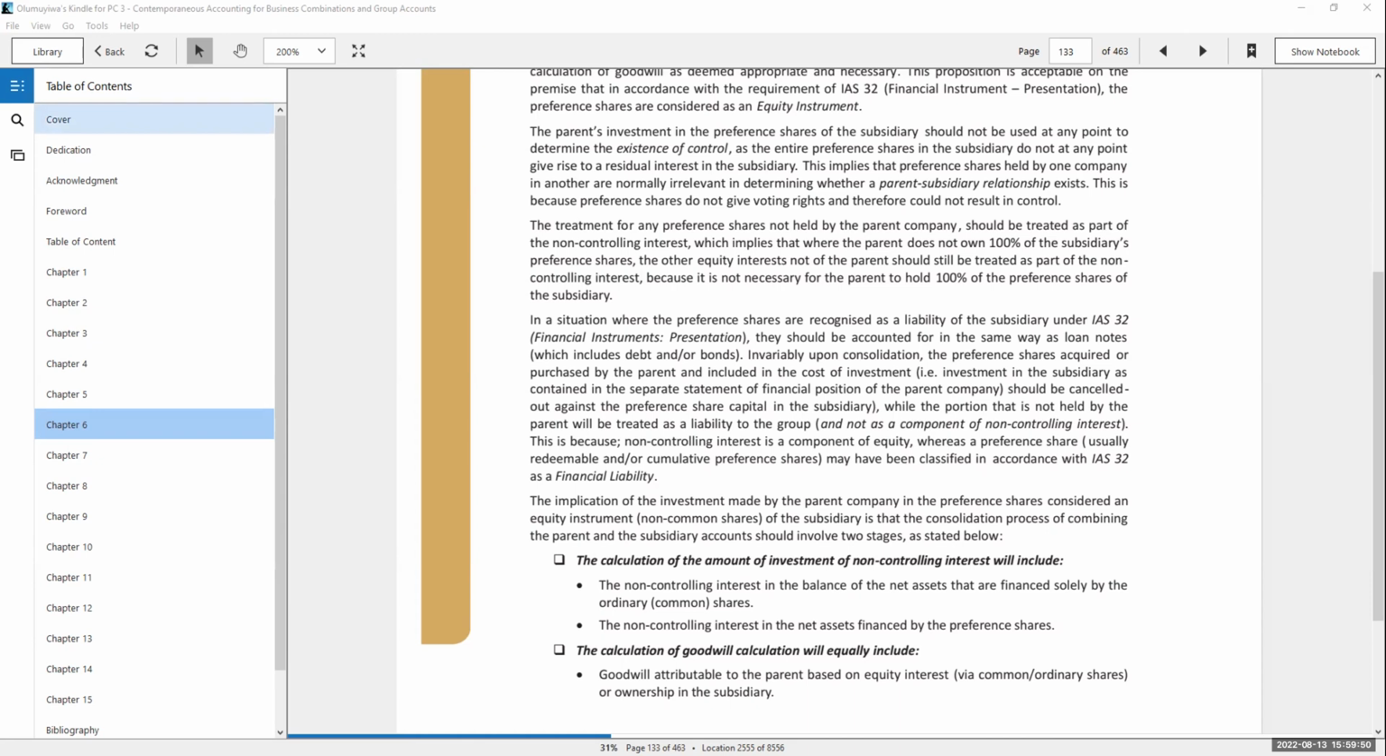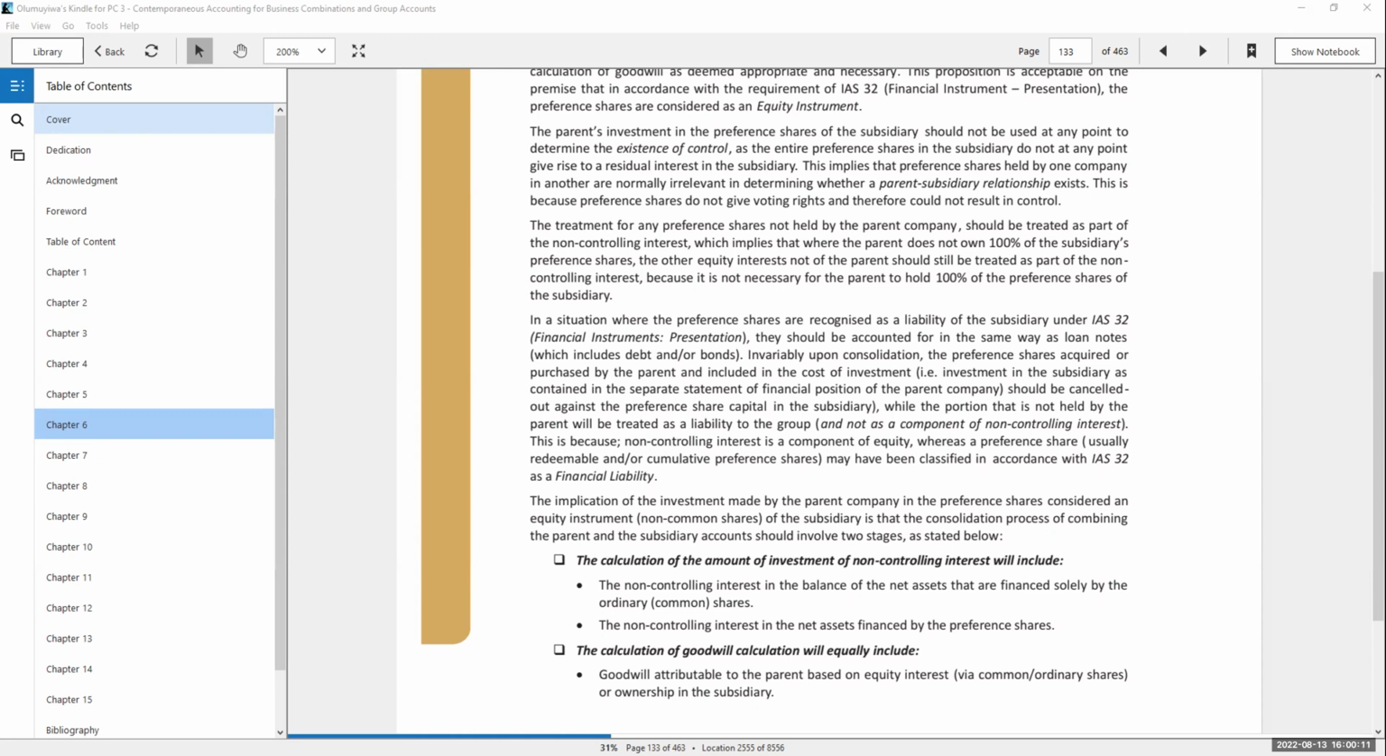Cancelled out each other then. Are not a component of non-controlling interest. This is because non-controlling interest is a component of equity, whereas preference shares usually redeem and or cumulative preference share may have been classified in accordance with IAS 32 as a financial liability. The implication of investment made by parent company in the preference share considered an equity instrument.